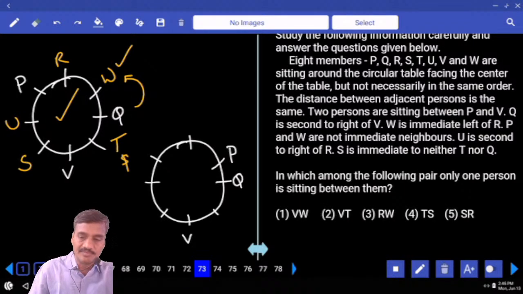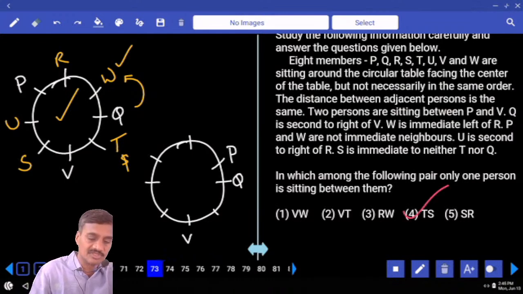Then 73, in which of the following pair only one person is sitting between them? Now in between V and W, how many people? There are 2 people. And V and T, there is no person. R and W, there is no person. Between T and S, there is exactly 1 person. Choice 4, question number 73.